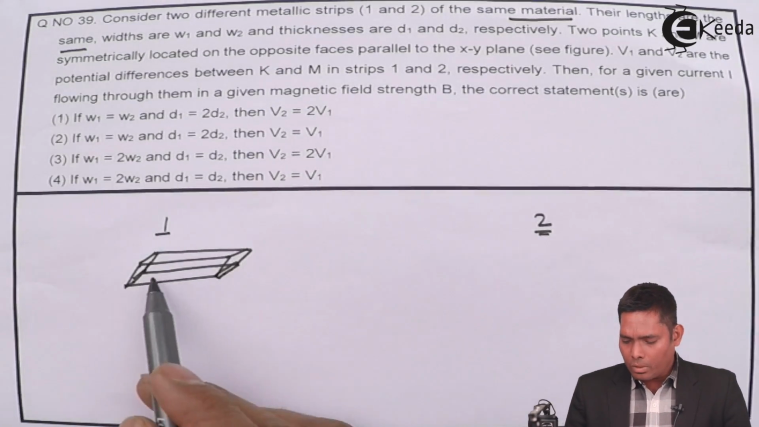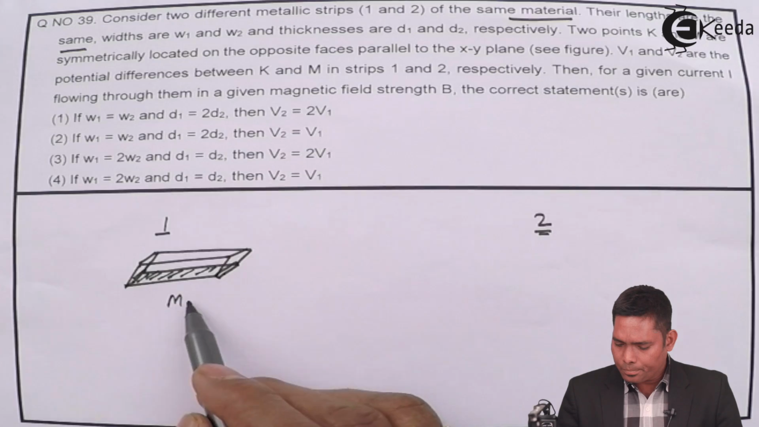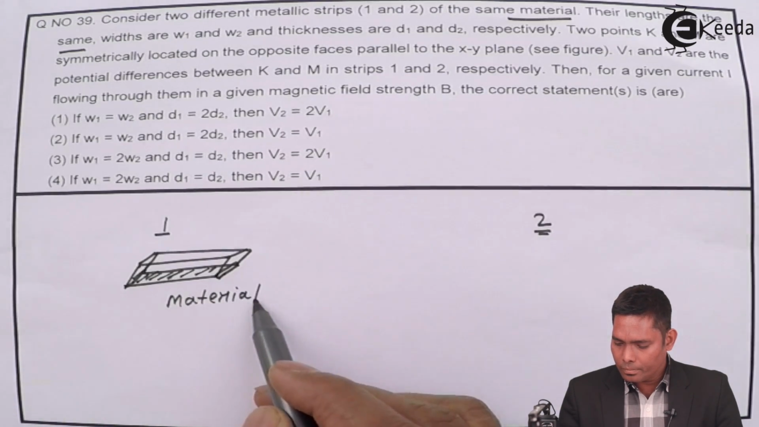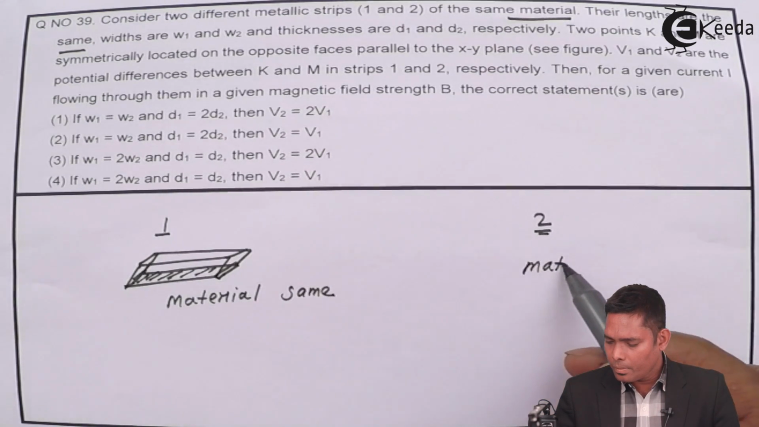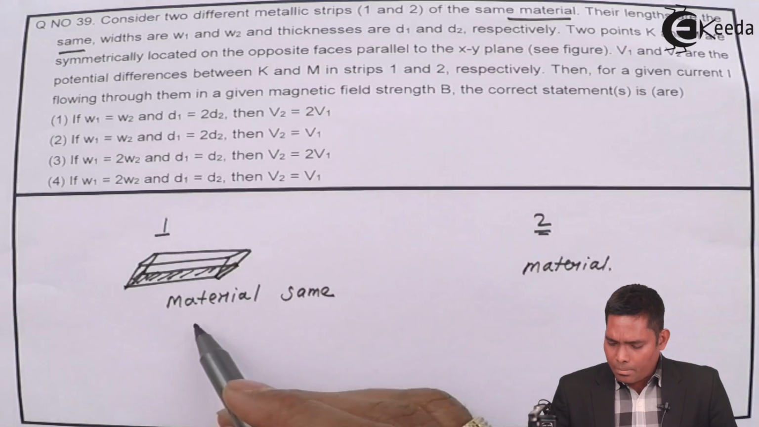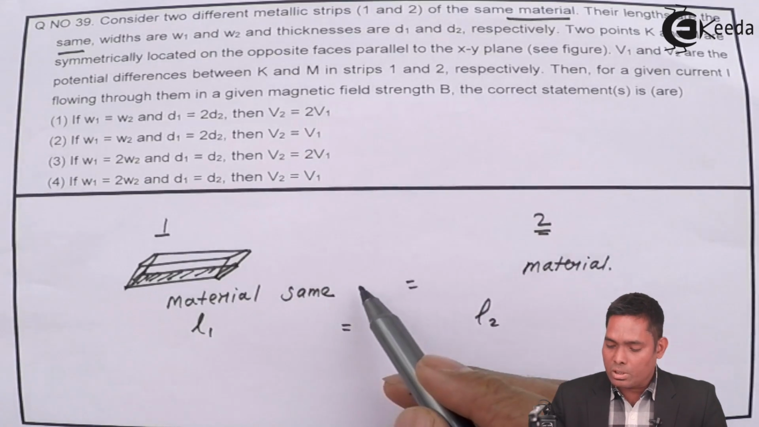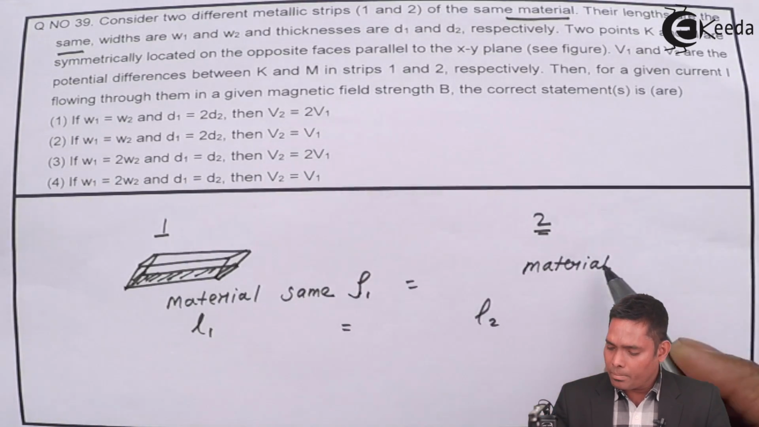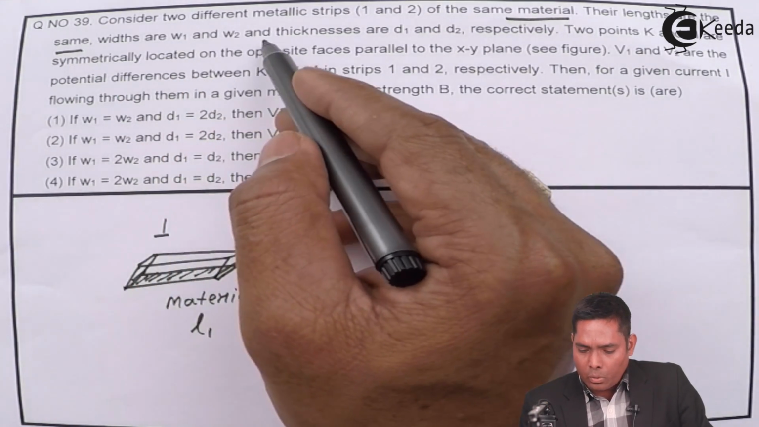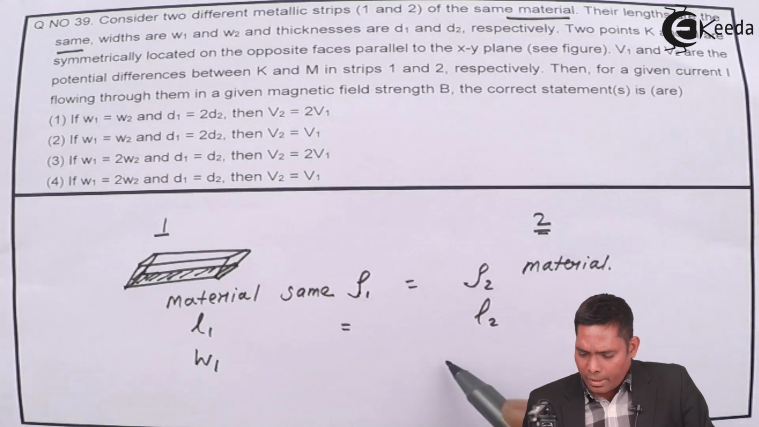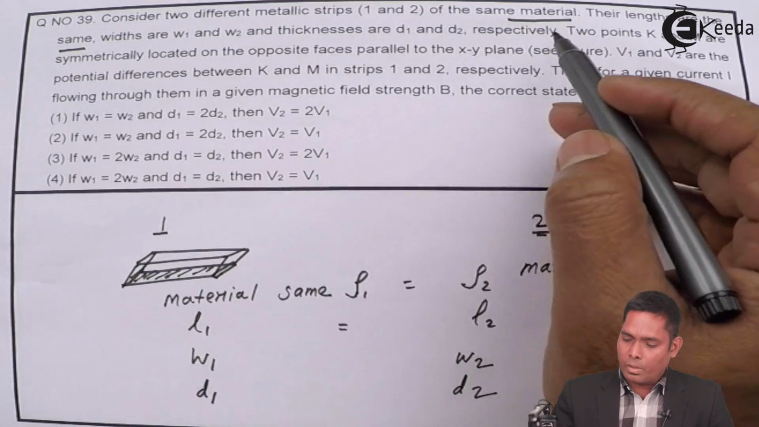Like this, you have two such situations where what is the same is the material, the length is the same, L1 is L2, and the material, that is the specific resistance, I suppose, is the same. The widths W1, W2 and thicknesses are different. This is W1 and this is W2, and the thickness is D1 and D2 respectively.